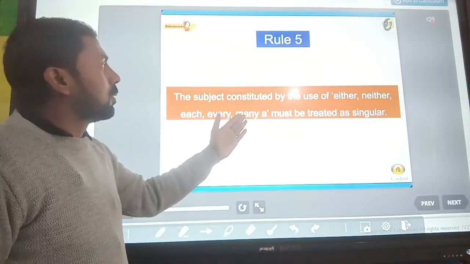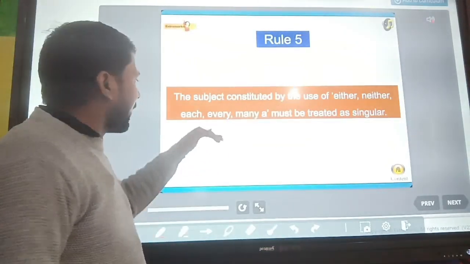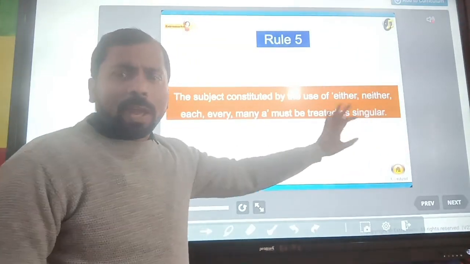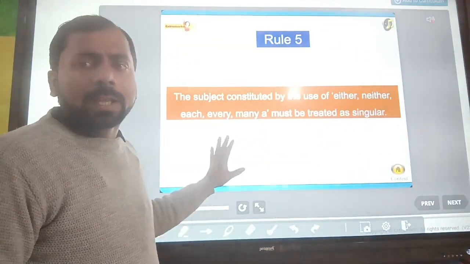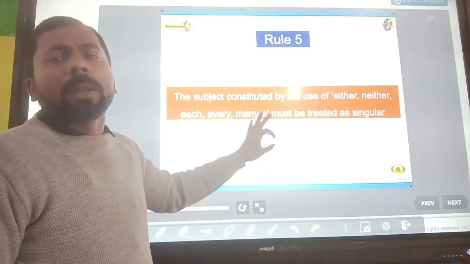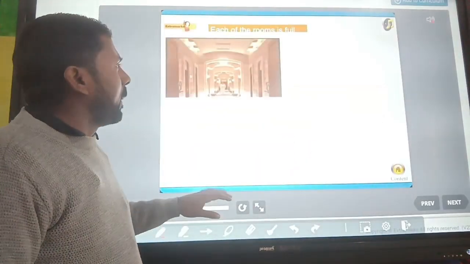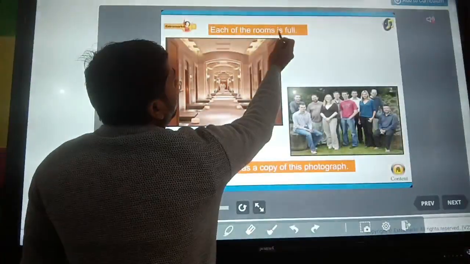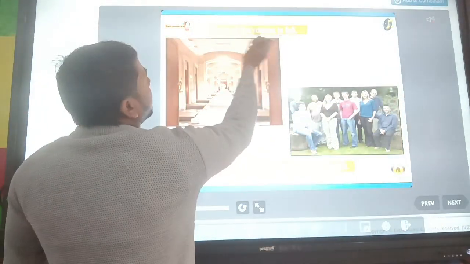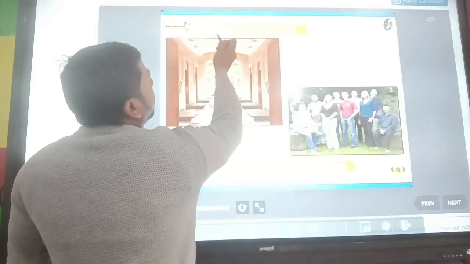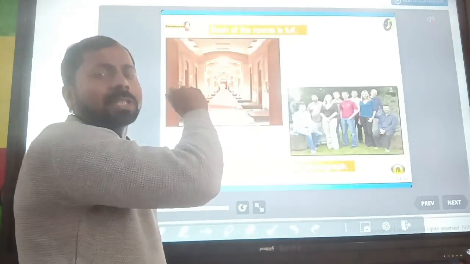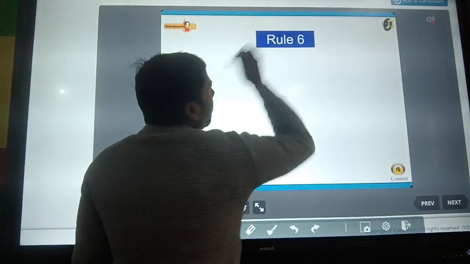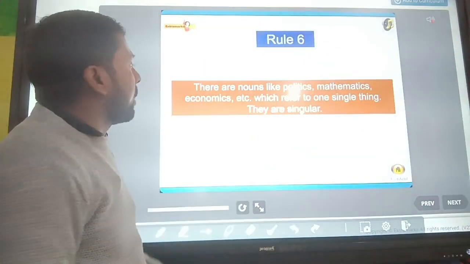The subject constituted by the use of either, neither, each, every, many must be treated as a singular number. If we find such a word in a sentence, then we always use a singular number verb. You can see the example of the sentence: each of the rooms. Here the word refers to the plural number, but don't worry, you can see "each" is already used here. So with each, every, any such word used in a sentence, the verb is always singular. Okay. Now rule number 6.